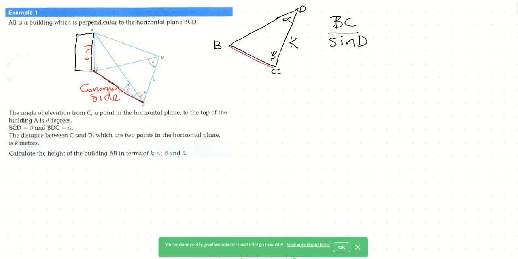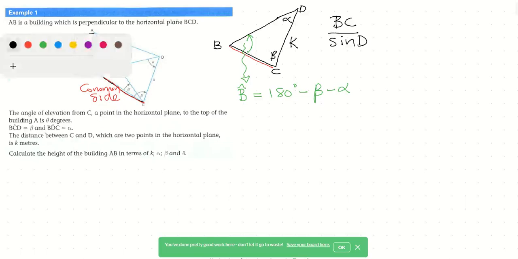So what I can do is determine angle B. Now, how do I determine angle B with the information that we know? Well, we know that all the angles within a triangle add up to 180 degrees, right? So angle B must equal 180 degrees minus these two angles, 180 minus alpha minus beta. That's what I know angle B is going to be. So now I know what angle B is, and I have the side K that it matches. So let's go write that in.